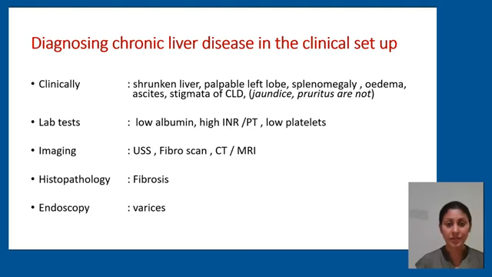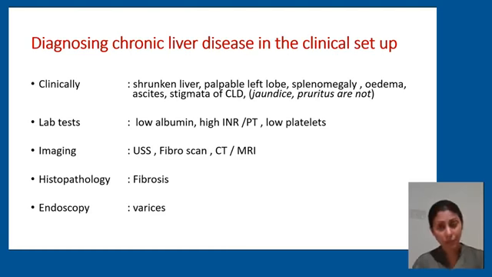Clinically, what are the features which should tell you this child has chronic liver disease? If they present with jaundice, it's not necessarily chronic liver disease. It may be just an acute hepatitis. On examination, if you have a shrunken liver, we know on routine abdominal examination, we perform percussion. And if there's a reduced liver span or shrunken liver, we would think about chronic liver disease. In addition, if there is a palpable left lobe or splenomegaly as a result of portal hypertension, that would again tell you this child has chronic liver disease.